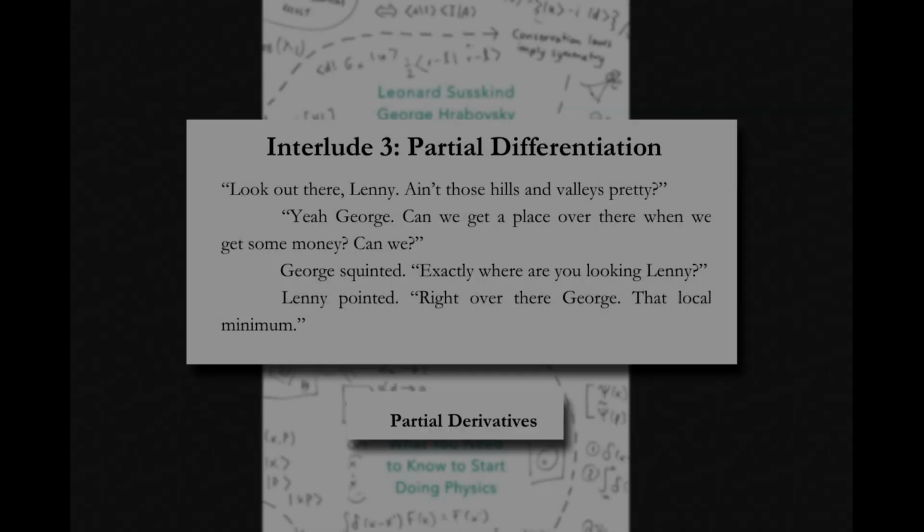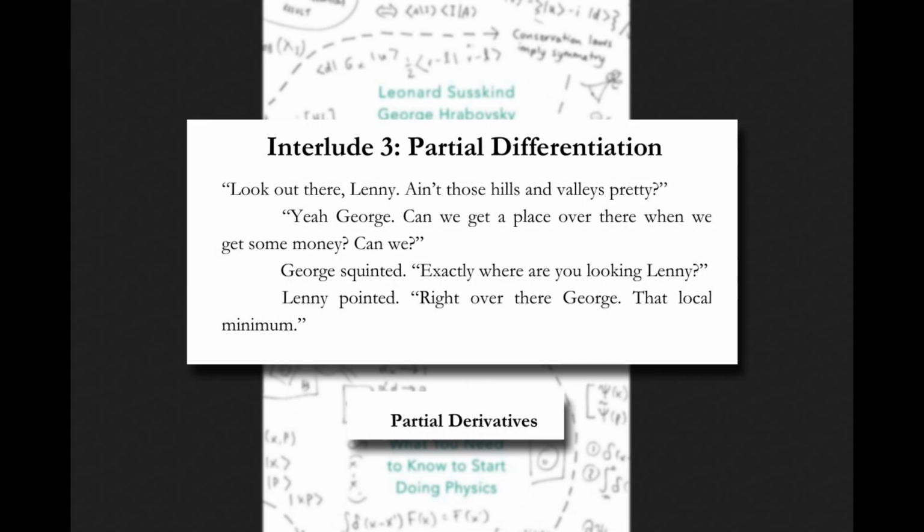Interlude 3. Partial differentiation. Look out there, Lenny. Ain't those hills and valleys pretty? Yeah, George. Can we get a place over there when we get some money? Can we? George squinted. Exactly where are you looking, Lenny? Lenny pointed out. Right over there, George. That local minimum.